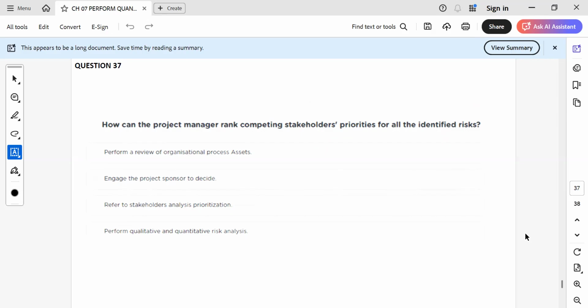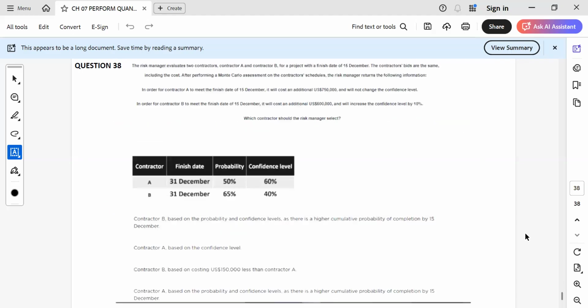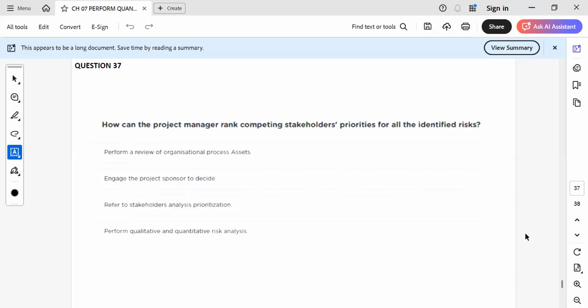How can the project manager rank competing stakeholders' priorities for all the identified risks? Perform a review of organizational process assets, engage the project sponsor to decide, refer to the stakeholder analysis prioritization, or perform a qualitative and quantitative risk analysis. I think option D is the correct answer for me. Last option C, sir. Option D, option C. Which option? The qualitative and quantitative, option D. Why? Option C.